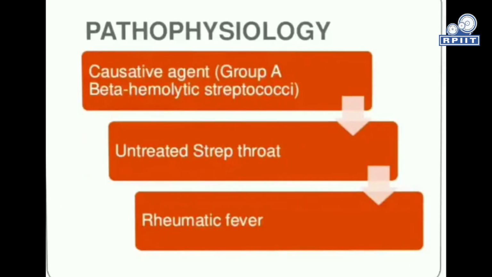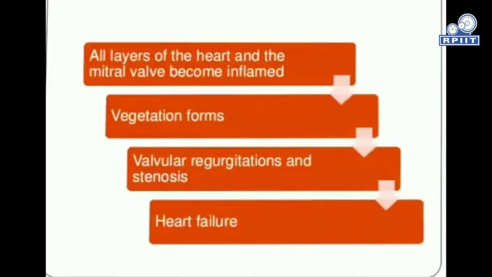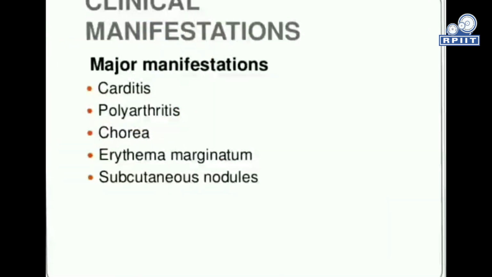Next, what is the pathophysiology of rheumatic heart disease? First of all, causative agents like group A beta hemolytic streptococcus, the untreated strep throat, then rheumatic fever, then all layers of the heart and mitral valves become inflamed, then vegetation forms, then valvular regurgitation and stenosis, then heart failure. Next, what are the clinical manifestations?